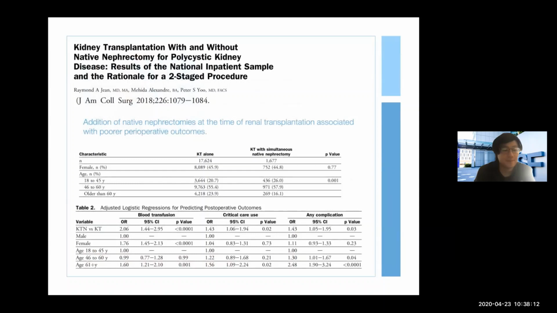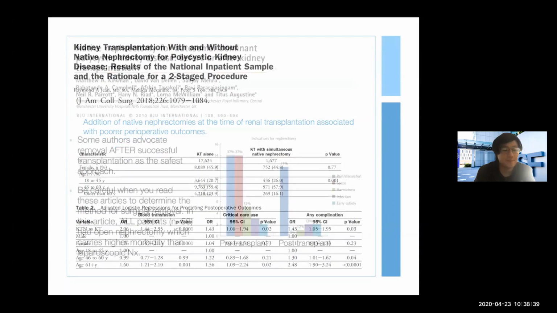So if we look at some of the literature briefly, here's an example of a study published in 2018 that showed that if you do the native nephrectomies at the same time as the renal transplantation, you'll see somewhat poorer outcomes. So patients that had both at the same time ended up with a higher blood transfusion rate, a higher rate of critical care use, and a higher rate of complications. And that's not surprising considering the magnification of the scale of the procedure that you're doing.